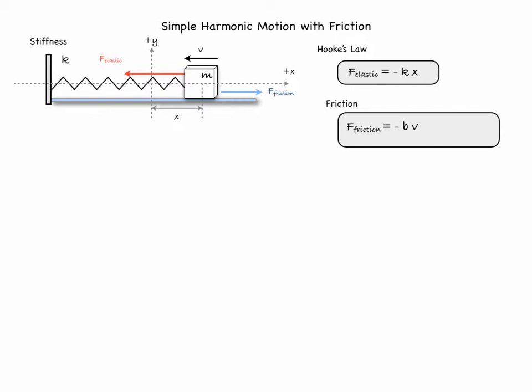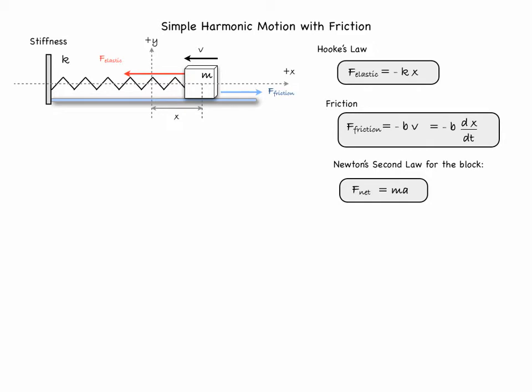Here v is the velocity of the block and b is a constant that accounts for the type of surfaces involved in the friction and possibly other parameters that might affect friction in general. Given that the velocity is the first derivative of the displacement with respect to time, we will actually write that F friction is equal to minus b dx/dt.